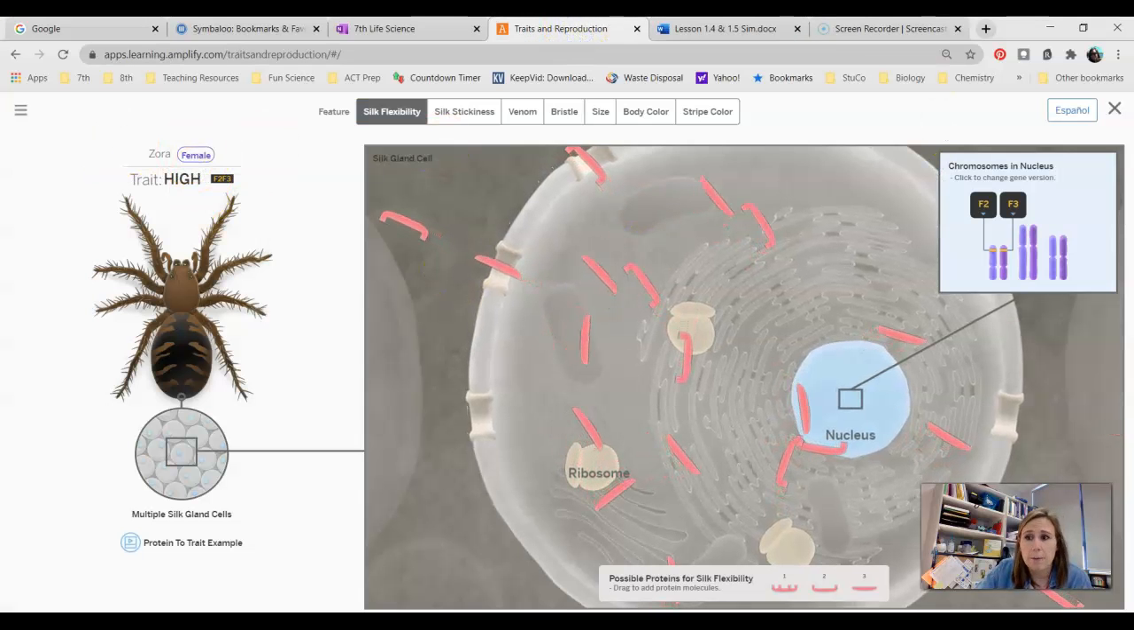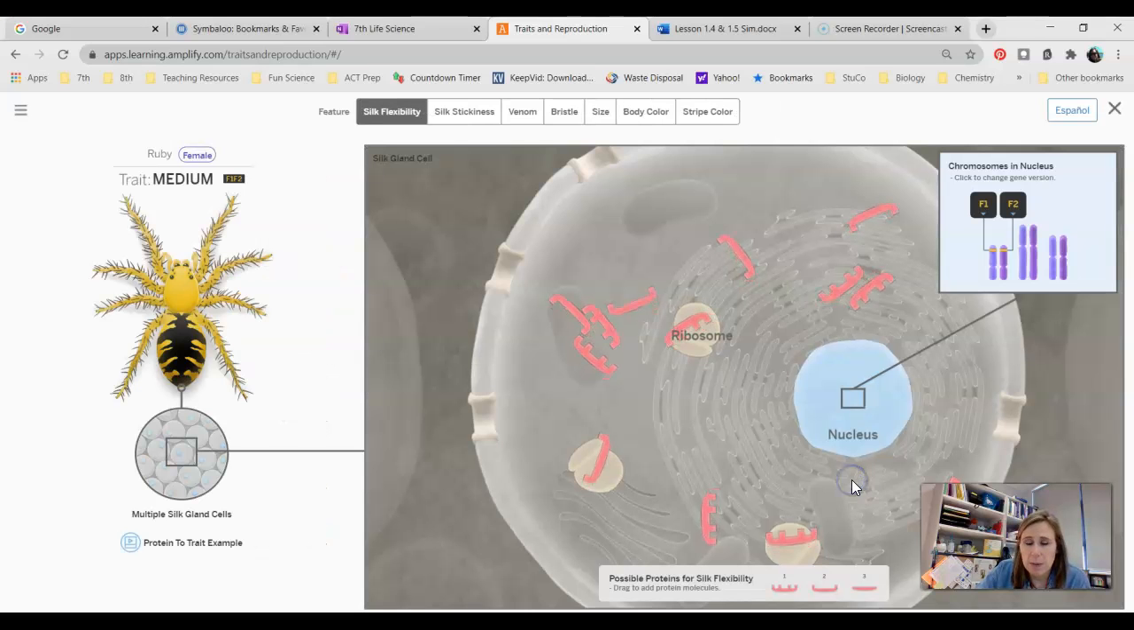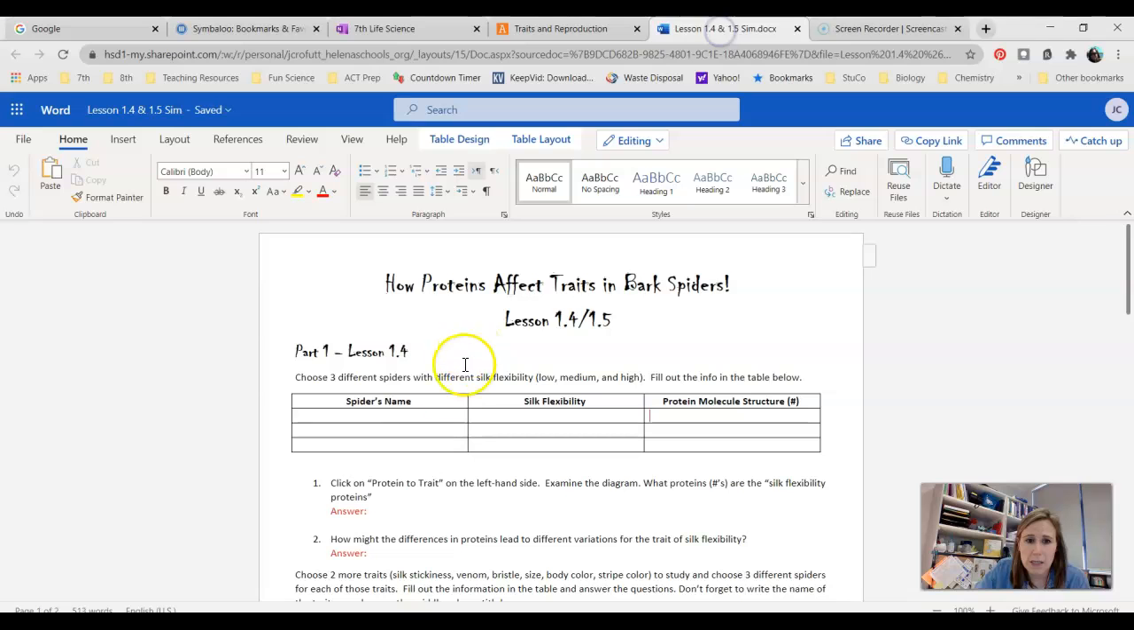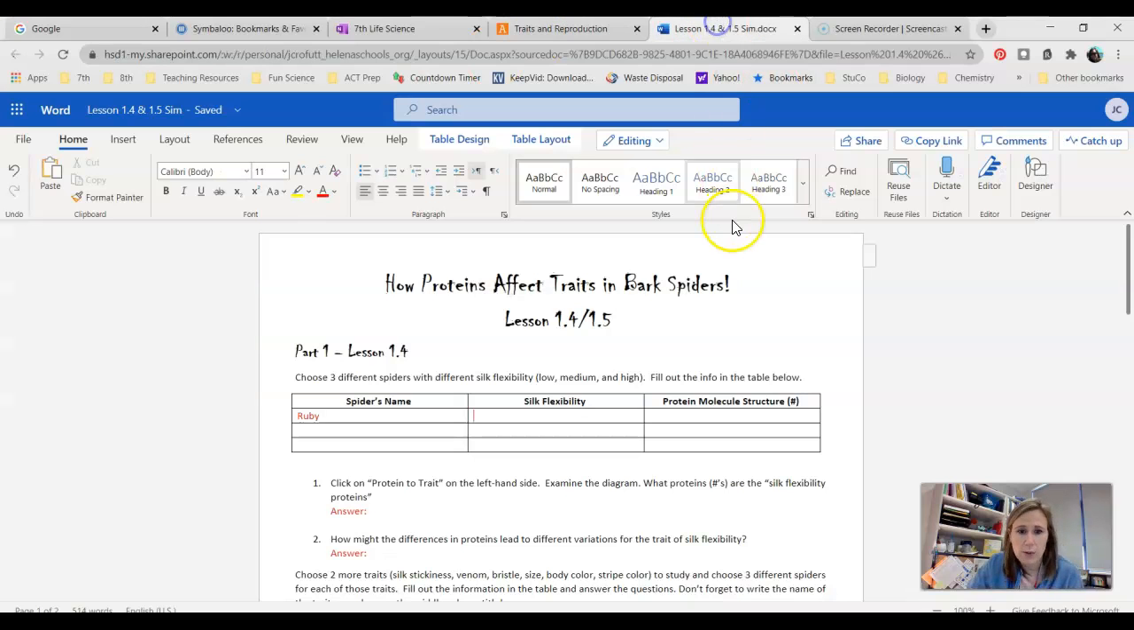So you're going to go back. We're going to exit Zora here. And you're going to say, all right, maybe I do Anne. Anne's my low. Okay, Ruby's my medium, and Otis is my high. Okay, so I would maybe fill out some information for Ruby. I would say my spider's name is Ruby. Her silk flexibility is medium. So I'd go in here and type in medium.